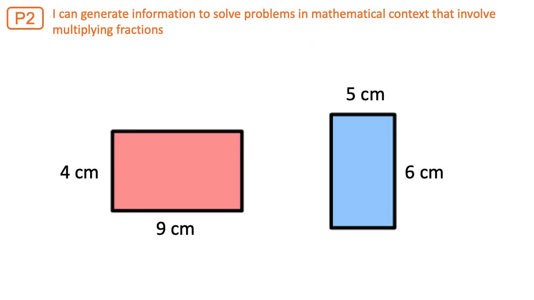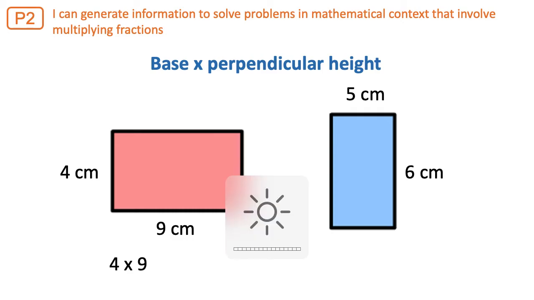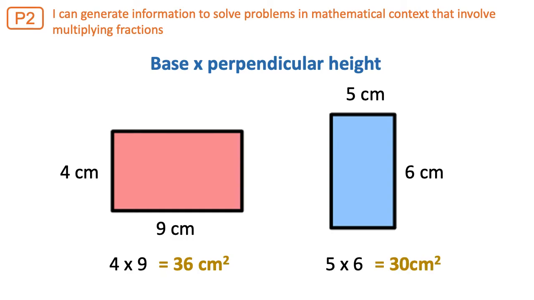Now on to P2. Firstly, calculate the area of these rectangles. To find the area of a rectangle, multiply the base length by the perpendicular height. So the areas of these shapes are 4 times 9, which is 36 centimeters squared, and 5 times 6, which is equal to 30 centimeters squared. With that understanding, how would you then find the area of shapes with these dimensions?